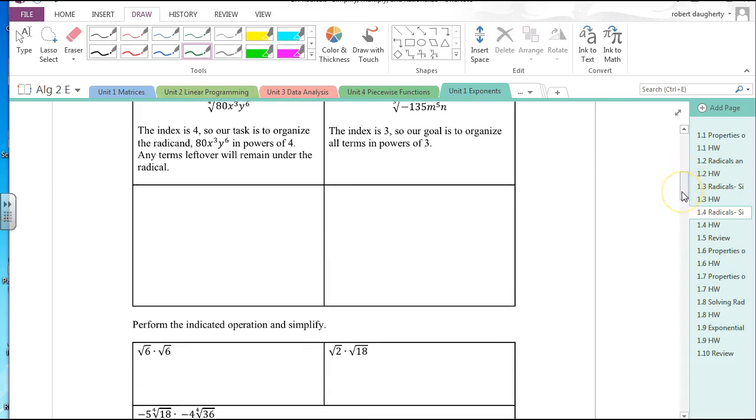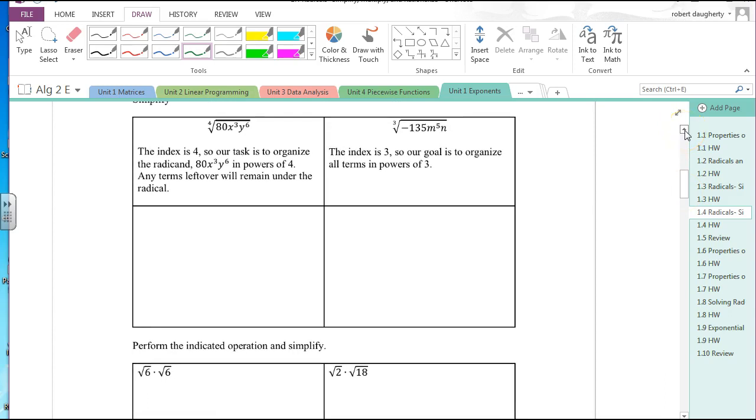Okay, so before we get into multiplying, let's just review real quick what we're doing. Fourth root of 80, x cubed y to the 6. My goal is to organize under the radical as perfect what? Perfect fourths, powers of 4. Okay, I look at 80, it doesn't jump off the sheet to me, so I divide it by 2 and I get a 40. Divide by 2, I get 20. Divide by 2, I get 10. Divide by 2, I get 5. Is there a perfect fourth there? This is what? 2 to the fourth, or 16, times 5.